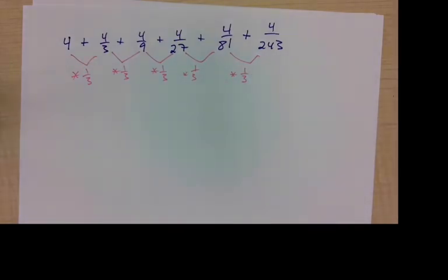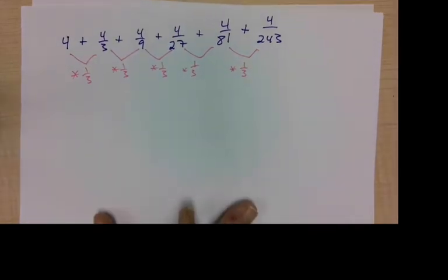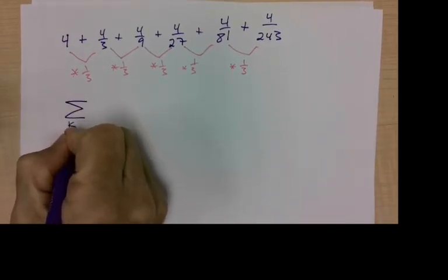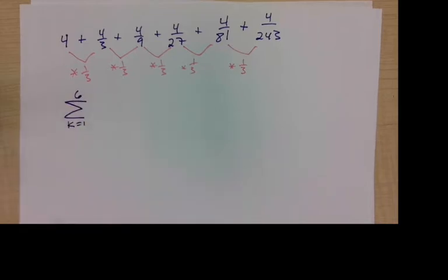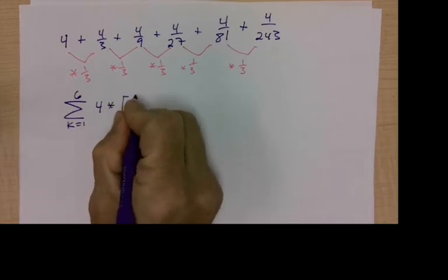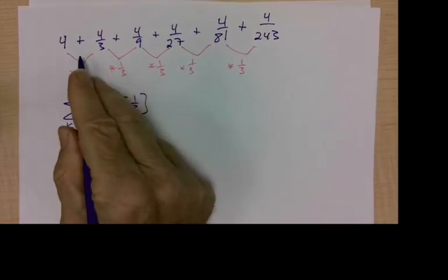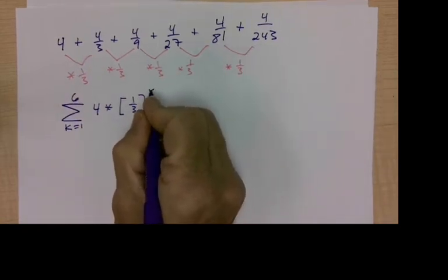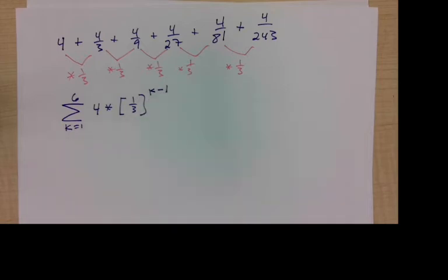Now we have 6 terms again, so I'd like to express this in a k fashion. So this will be the sum as k goes from 1 to 6. My first term is 4 times my common ratio is 1/3, but it's got to start out at 1/3 to the 0 power. It's got to end at 1/3 to the 5th power. So that's 1/3 to the k minus 1. So that's a way for us to express that in sigma notation. Now, it might be nice for us to figure out what that sum is. Can we determine what the sum of those 6 numbers are?